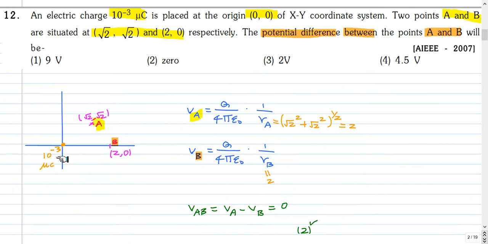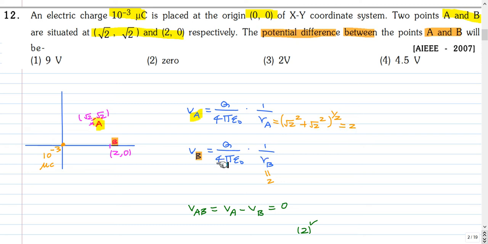The charge 10 raised to minus 3 microcoulomb is located at the origin, and the 2 points, let's call them A and B, have coordinates (root 2, root 2) and (2, 0). The potential is given as 1 by 4 pi epsilon naught, the charge divided by the distance. The charge Q is 10 raised to minus 3 microcoulomb, and the distance of point A from this charge is square root of root 2 square plus root 2 square, that is 2.